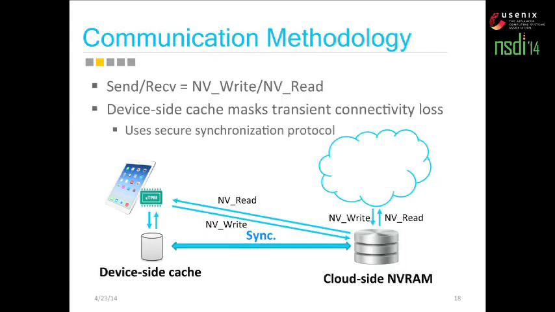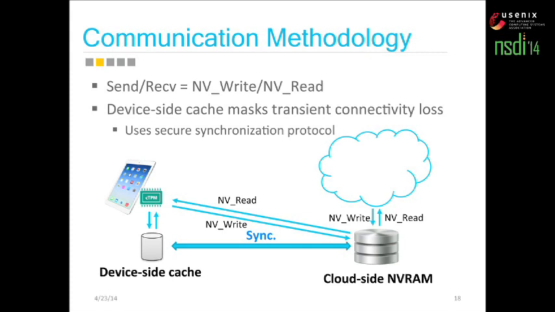The only missing component here is this secure communication channel between the cTPM device and the cloud. So let's talk about details of this secure communication channel. In cTPM, we use cloud-side NVRAM as a message box for the cTPM device and cloud to communicate with each other. In general, sending and receiving messages by cTPM is like NV write and NV read to this remote cloud-side NVRAM.